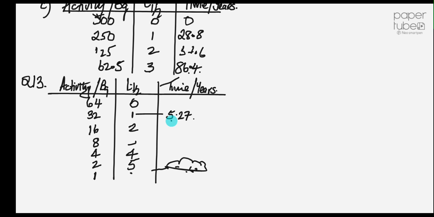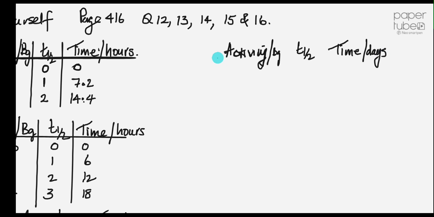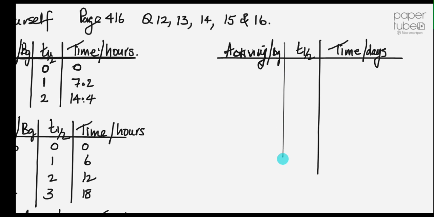Iodine-131, half-life of 8 days, 128 becquerels. So let's write down the activity measured in becquerels, the number of half-lives and the time. Right, so I've drawn the table, and in this case the time is days. And the reason I do that is every time I do that, I'm training my brain. Don't say I'll do it in the exam, because you won't.